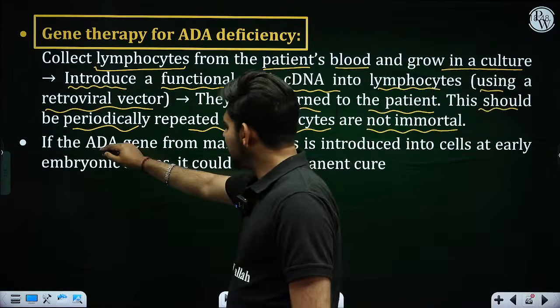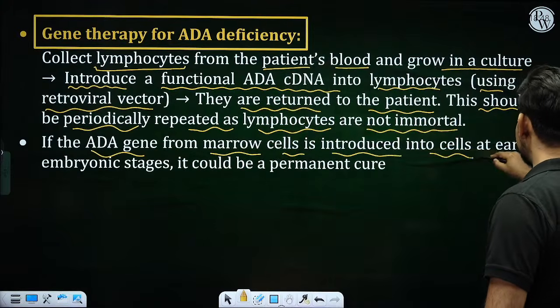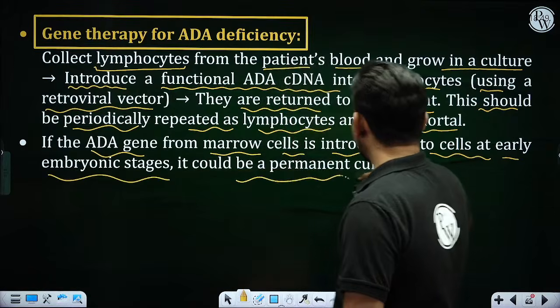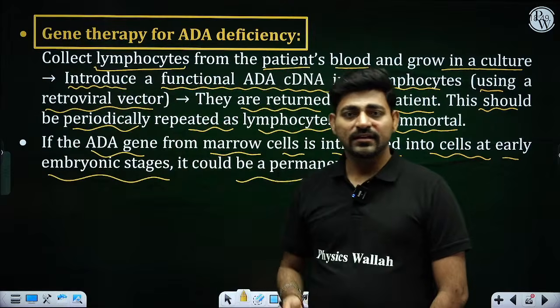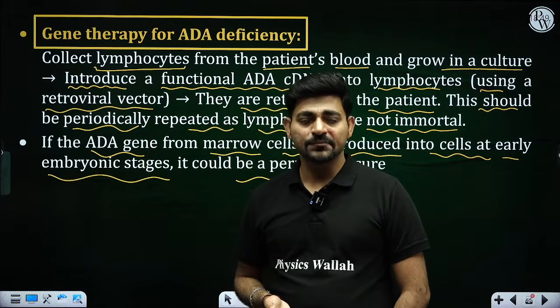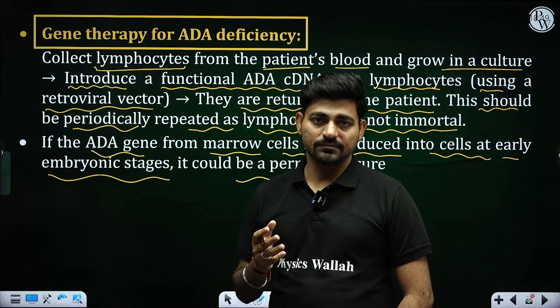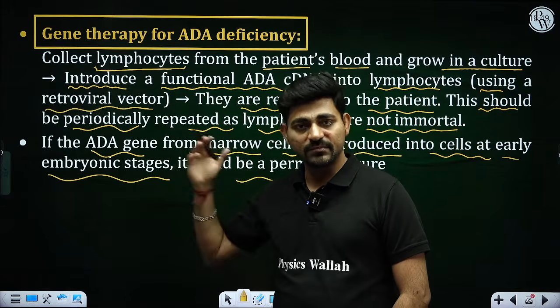So, if ADA gene from marrow cells is introduced into cells at early embryonic stages, it could be a permanent cure. But for her, that 4-year-old child, it was not a permanent cure, but till then it was working for her, the process was working for her betterment.